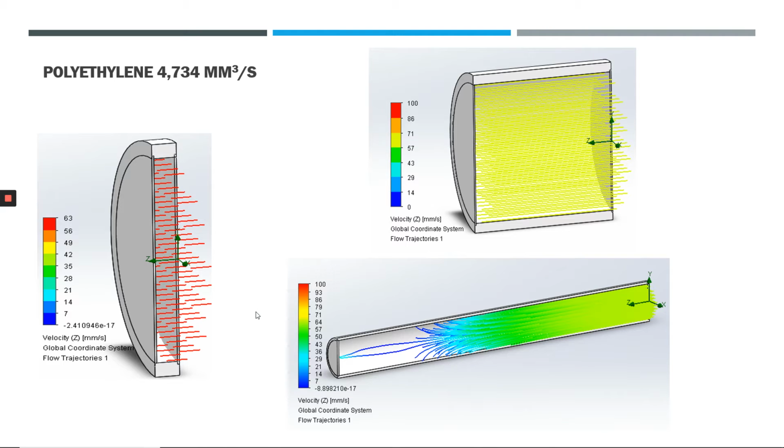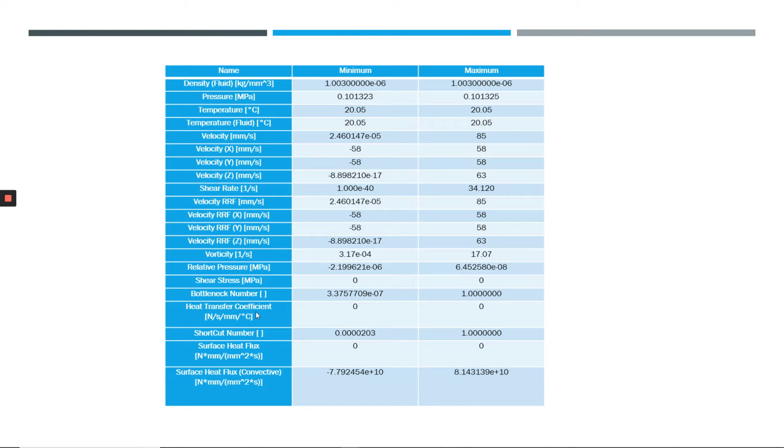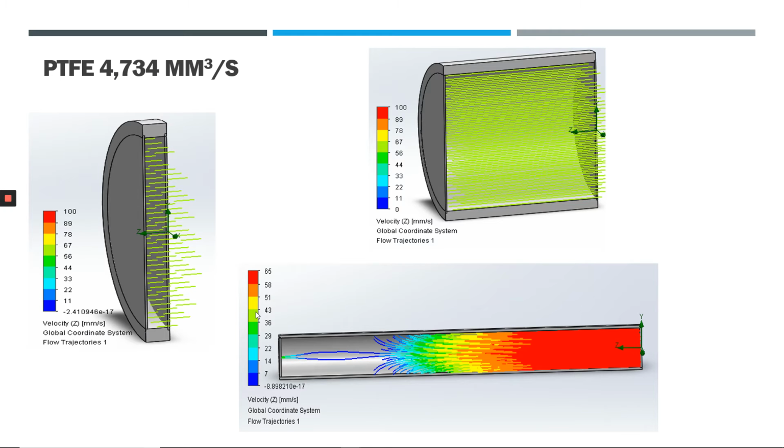Being roughly 63 millimeters per second. From the chart, we can see that most of the information in here is the same as was seen in the previous slides. In all of these simulations, I couldn't see a difference between the different materials. For PTFE, these are the simulations I got, and as said before, I got 63 millimeters per second.